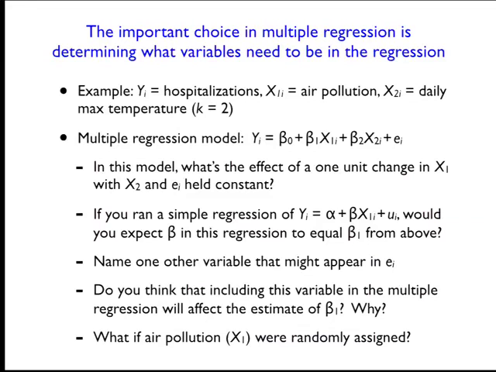And you're also right that it would potentially have an impact on hospitalization. So it would be correlated with both x1 and y, and then including it could potentially affect the value of beta 1 that you estimate. And finally, if air pollution were randomly assigned, then presumably you wouldn't really be worried about other variables. Was there another team that wanted to share?